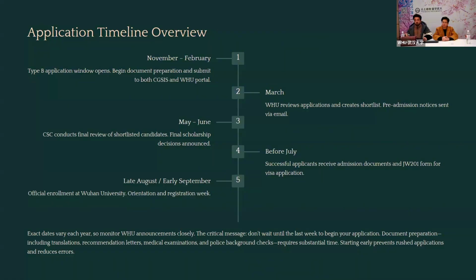And before July, successful applicants receive admission documents and the JW201 form from the university. Then for the visa application, you will receive visa application documents, and in late August and early September is official enrollment at Wuhan University, orientation and registration week. Almost in the first week of September, you have to join the university. And exact dates vary each year. Every year there are slight differences in these dates, so you have to follow the website and you will understand everything.